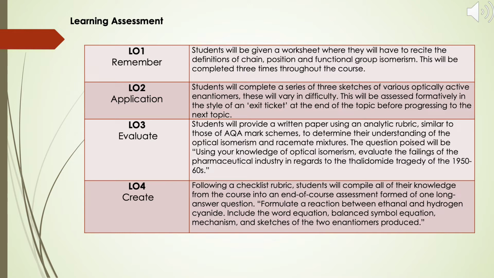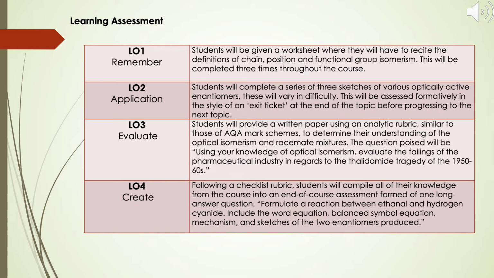And for the first learning objective, students will be given a worksheet where they will have to recite the definitions of chain, positional and functional isomerism. The reason they will be reciting these definitions is because in A-level chemistry it's very frequent that students will have to memorise definitions, and these will appear in the exam at the end of the course every 2 years. And from the practice of recitation, it makes it a lot easier for students to apply this moving forward with more definitions.